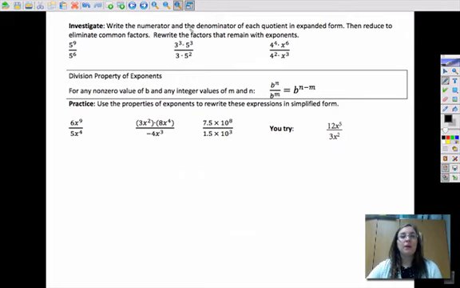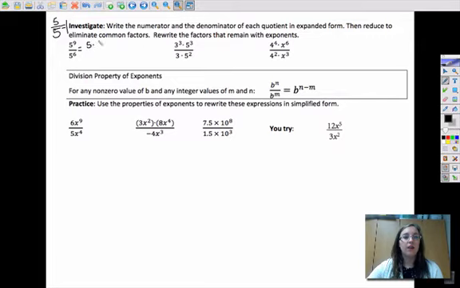Okay, now we're going to talk about dividing. So we're going to talk about looking at division of two things that have the same base. Okay, so what I'm going to do is think about this kind of like a fraction, where if I had 5 over 5, those would, in some way, cancel out to give you 1, right? So 5 and 5 kind of can cancel.